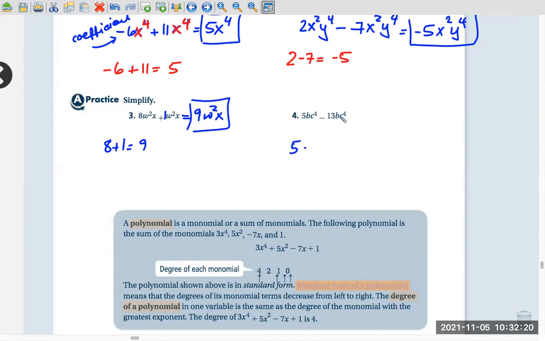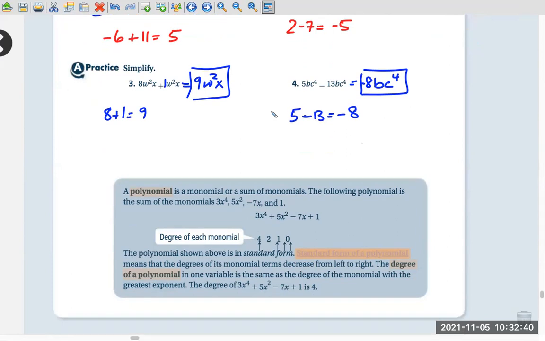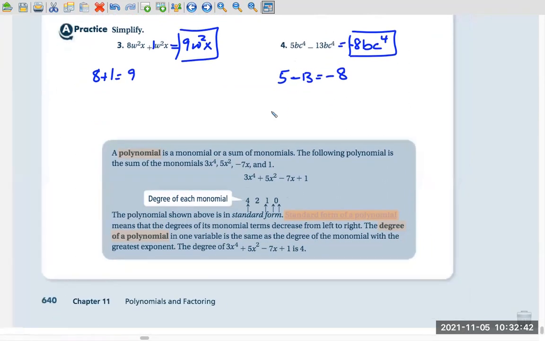First you check if they're like terms. Yes, they're all the same, right? 5 minus 13 is -8, I believe. So it's -8bc to the 4th. -8. Okay, so that's adding and subtracting like terms.